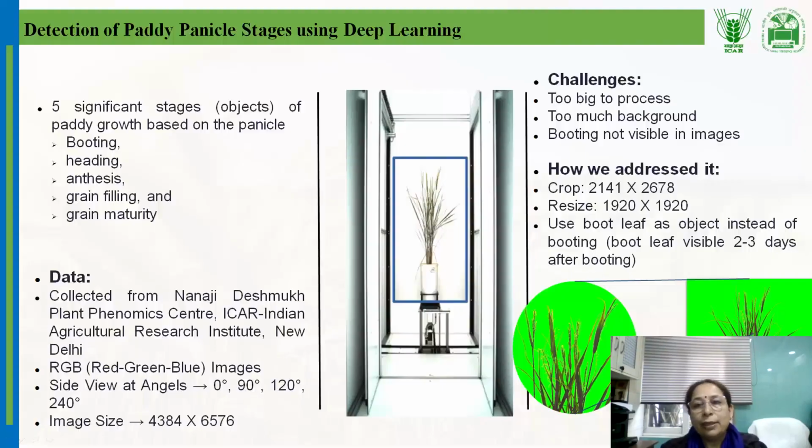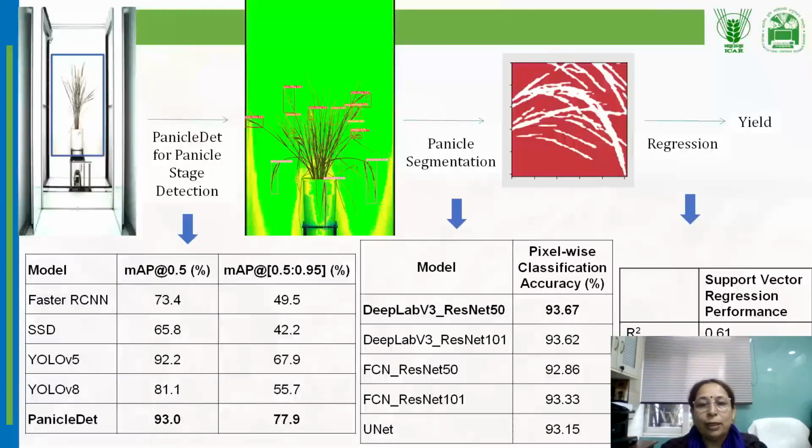But then we have faced certain challenges also, because the images were too big to process and there was too much background which needed to be taken care of. So we have done the cropping of these images and resized them to a certain level so that our object identification can be done effectively. We have resized it into this particular scale, and then this analysis was carried out. So this is the pre-processing stage that has been done.